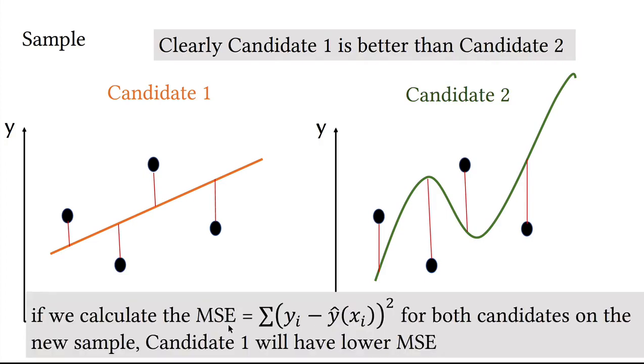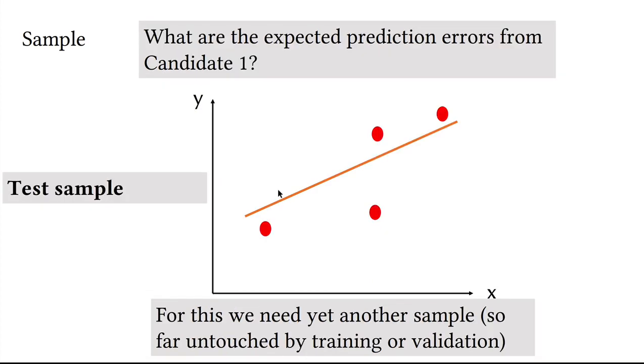So if we calculate the mean squared error for both candidates on the new sample, candidate 1 will have the lower mean squared error. Now, the final step we do is we want to know how well the chosen model, candidate 1, does in general for new prediction tasks. So for this, we will get yet another sample, which we will call the test sample, completely untouched by the training or validation cycle. And using this new sample, we will estimate the prediction errors, the mean squared error. And this will be our expected prediction error produced by this model.